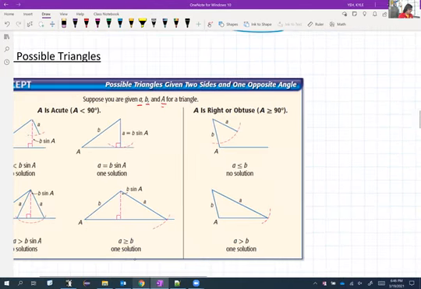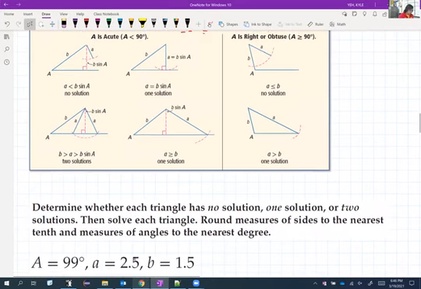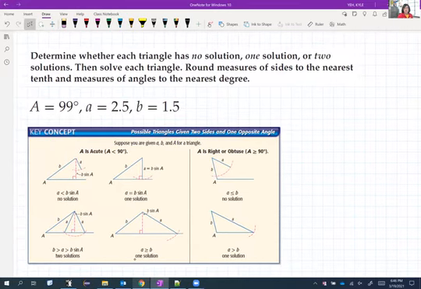So we're going to run through just 3 examples of using this table, using this chart to figure out how many possible triangles there are and solving for possible triangles. So right here, determine whether each triangle has no solution, one solution, or 2 solutions, then solve each triangle. Round measures of sides to the nearest 10th and angles to the nearest degree. Got it.